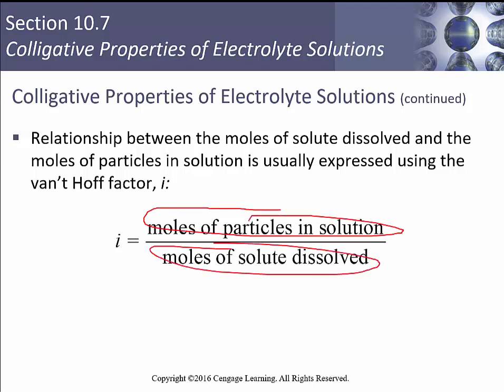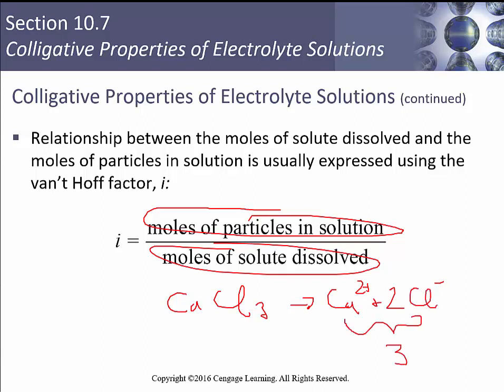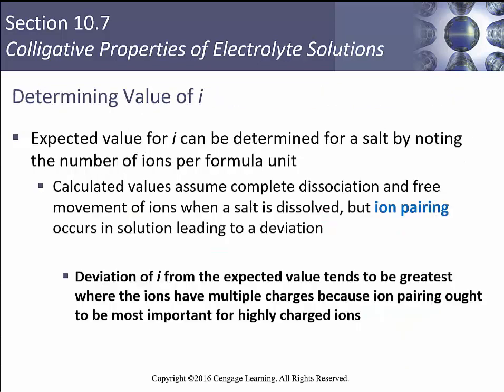So something like calcium chloride, which is going to dissociate into calcium 2+ and 2 Cl−. We have 1 plus 2, that is 3. So its van 't Hoff factor would be 3. Right? The expected value for i can be determined for a salt by noting the number of ions per formula unit. Calculated values assume complete dissociation and free movement of ions when a salt is dissolved, but ion pairing occurs in solution, leading to a little bit of a deviation.